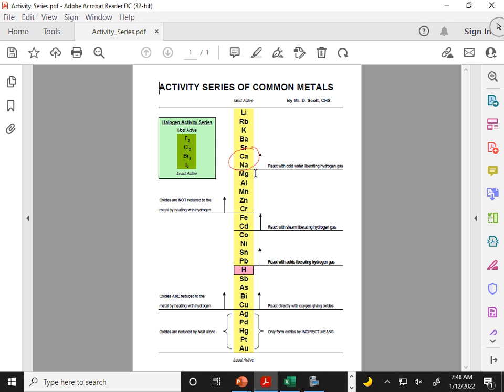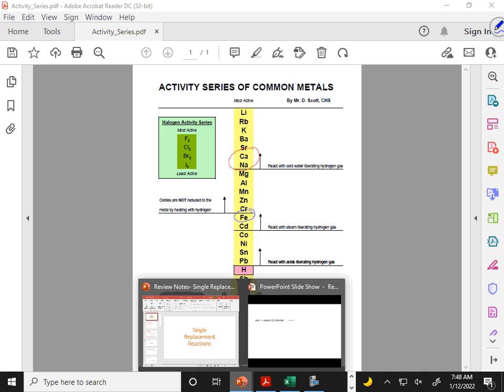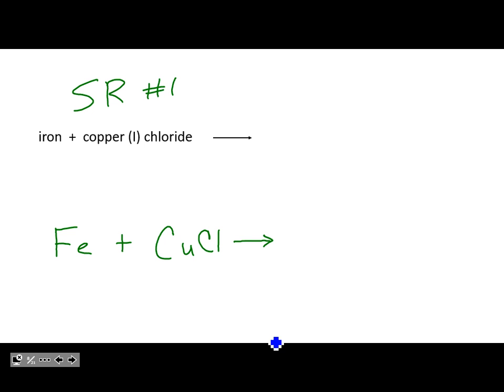And I'm looking to see, can iron replace copper? Well, all the way down here is copper. Where is iron? Iron's right here. So can iron replace the copper? Absolutely. So iron will replace copper.